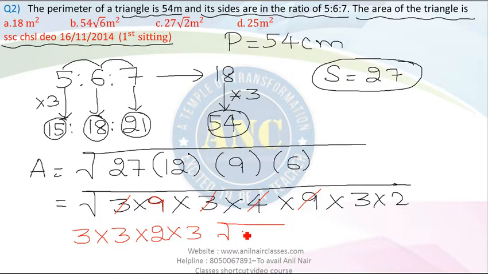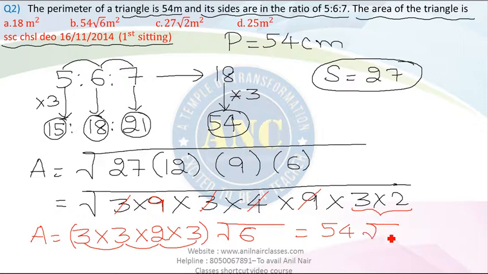Inside the square root you are left with 3 into 2. That is nothing but 6. Square root of 6 is not a perfect square, so let me keep it as it is. Final answer is 9 into 2, 18, 18 into 3, 54. Answer for this question is 54 root 6 meter square, which is nothing but option B. I hope you are understanding the logic, sir.